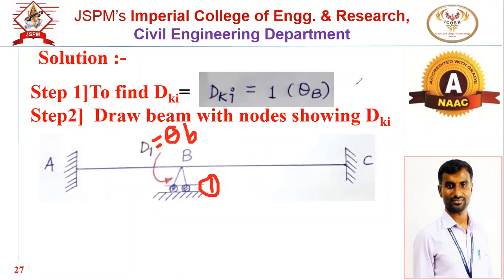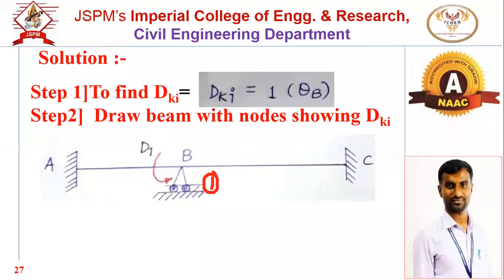So as in your flexibility method, in the flexibility method we considered Q1, Q2, Q3, and so on, isn't it? So here you can consider this as D1, D2 up to Dn. So here first will be D1, and node 1 will be at point B. This is the point 1.